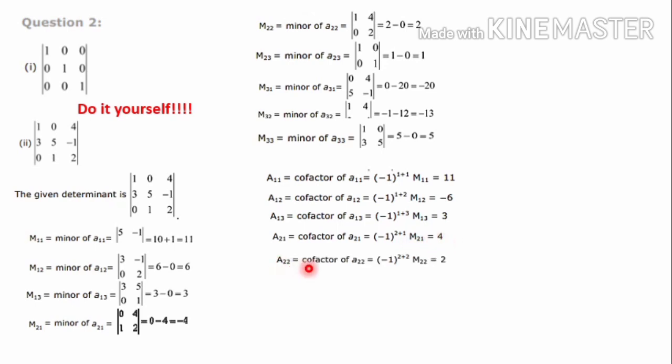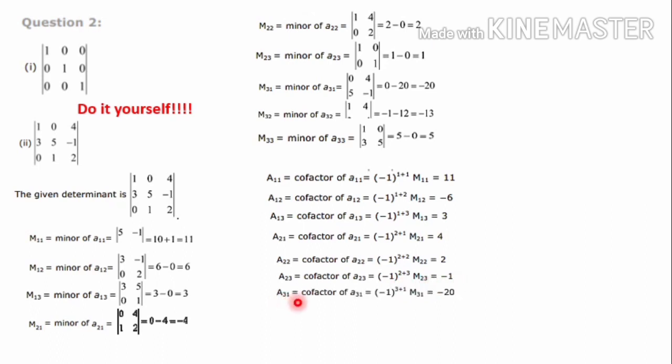Next is A22, that is cofactor of A22. Minus 1 the whole power row value is 2, column value is also 2 into M22. M22 here we have 2. So minus 1 the whole power 4, that is plus 1 into 2, that is equal to 2. Next is cofactor of A23, that is equal to minus 1 the whole power row value is 2 plus column value is 3. So 2 plus 3 is 5. Minus 1 the whole power 5 is minus 1 into M23. M23 we are having 1. So minus 1 into 1, that is equal to minus 1.